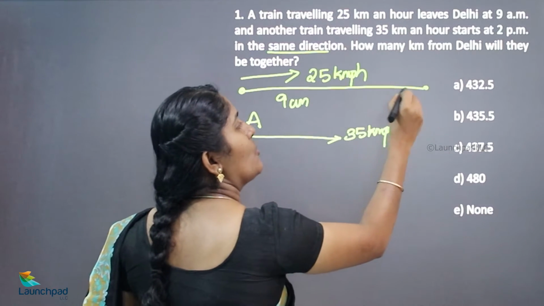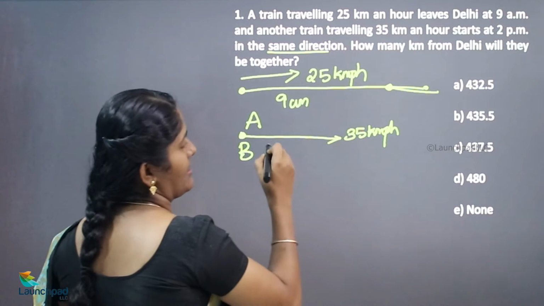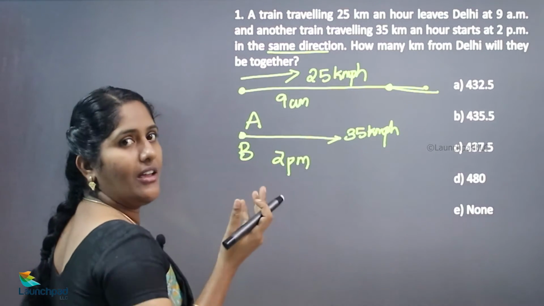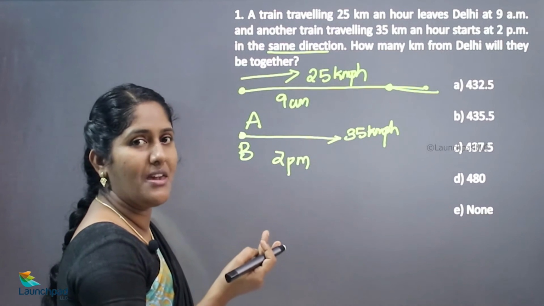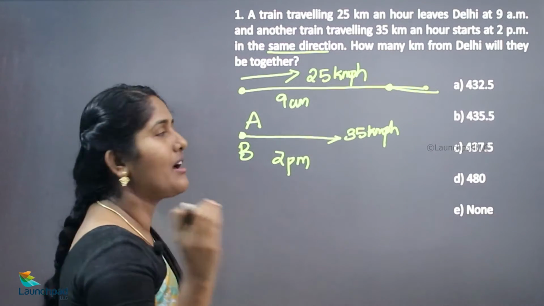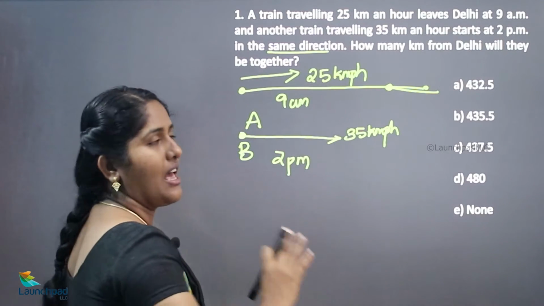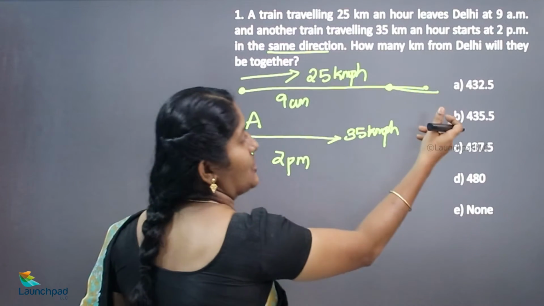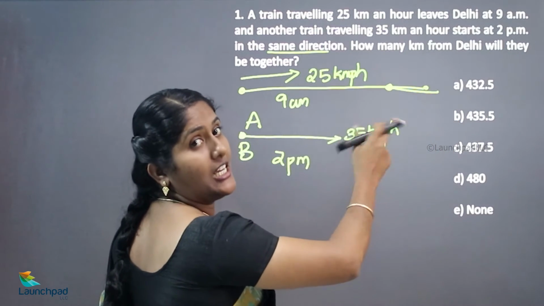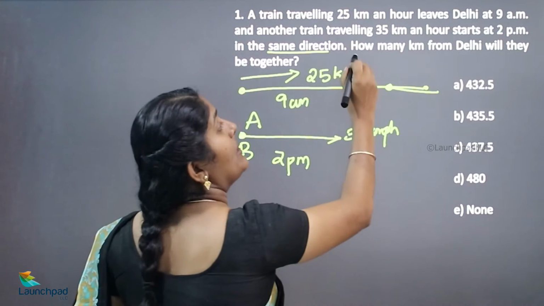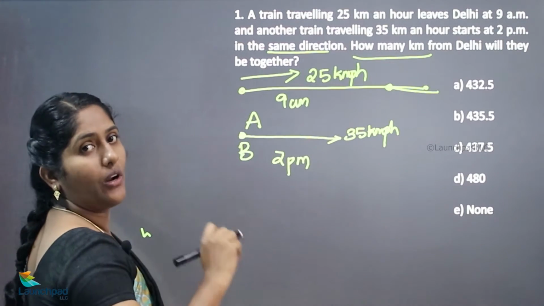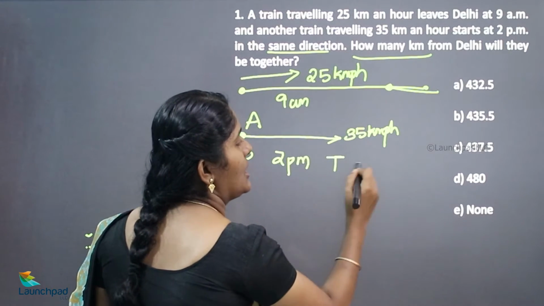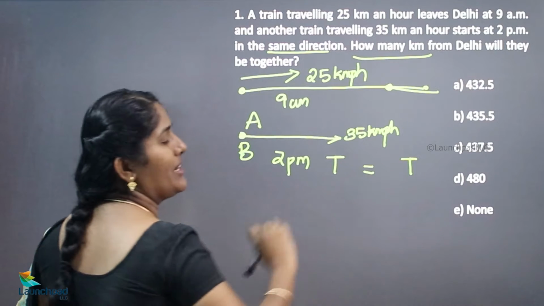So the first train is going like this, because train B starts at 2 pm. From 9 am, 10 am, 11 am, 12 pm, 1 pm, 2 pm, 5 hours of travel are done by the first train. After 5 hours, train B starts, and then they meet at the destination from Delhi. How many kilometers from Delhi? Anyway, the time is equivalent from A to B, so I can equate the time.